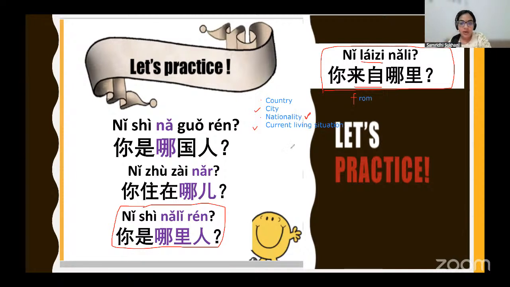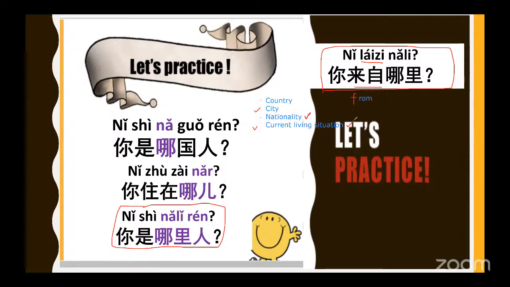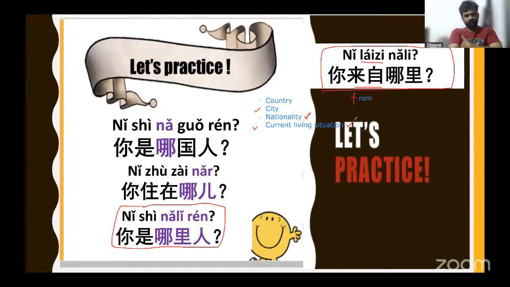Now let's talk about current living situation, because this is also easy to understand. How will you ask the question? Where do you live? Ni zhu zai nar? And how will you respond? Wo zhu zai Bangjialuo, for example, for Dheeraj it's Bangjialuo, for Shikaina it's Xindeli. Prakhar, you are in Meerut. So for Prakhar it's going to be Meerut. That is also clear to you all.